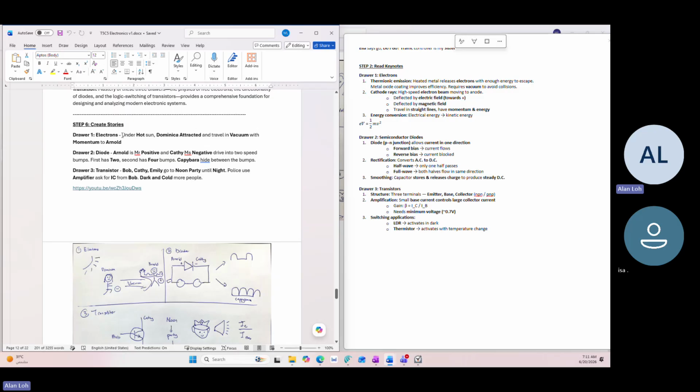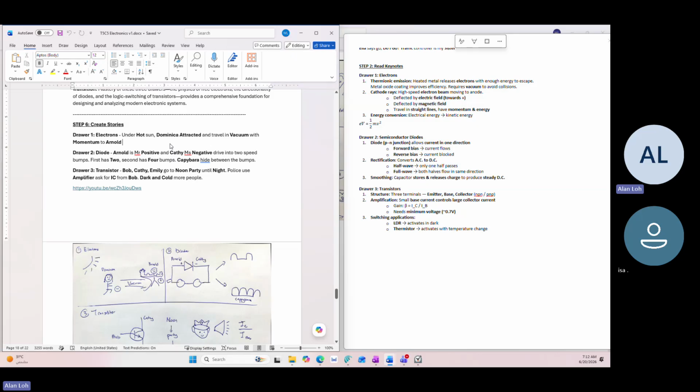Drawer 1, electron. The first story is: under the hot sun, Dominica is attracted to the anode and travels in vacuum with momentum. So Dominica is attracted to the anode, right? And then she travels in vacuum with momentum, right? So how do you explain this story? By reading this story, maybe you already have some idea why I use hot sun, Dominica, attracted, vacuum, momentum, and anode. Let me explain to you.